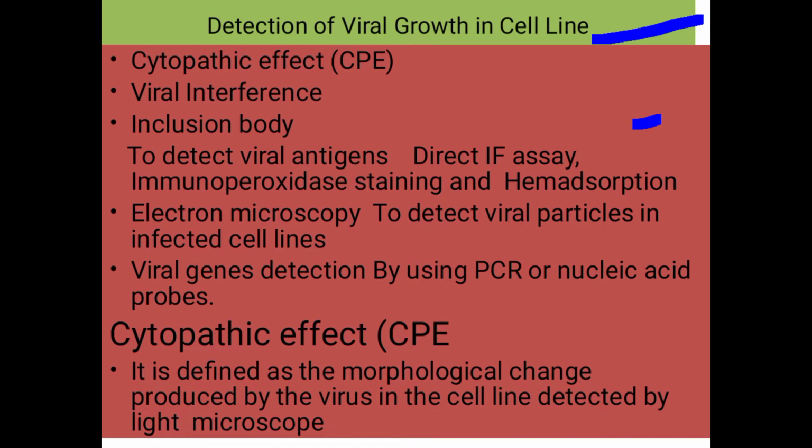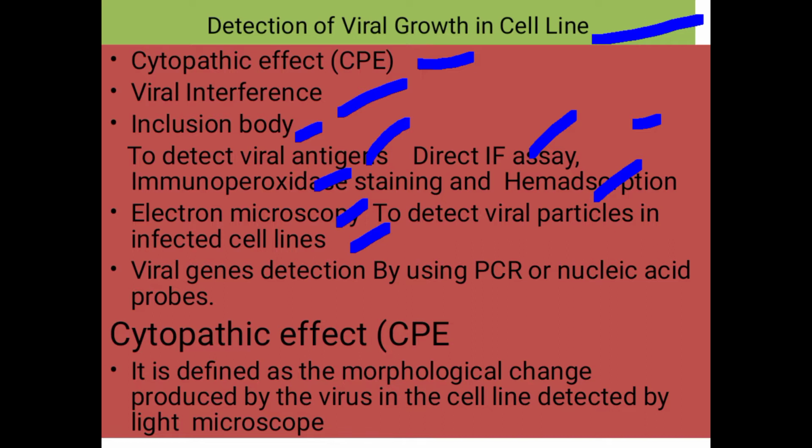culture. In this lecture, we will explain what is cytopathic effect, viral interference, inclusion body, and how to detect viral antigens by direct immunofluorescent assay, immunoperoxidase staining, hemadsorption. We will also discuss electron microscopy. Electron microscopy is used to detect viral particles in the infected cell lines. Viral gene detection by using PCR or nucleic acid probes.